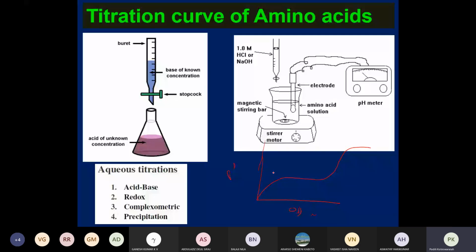determine the pI value of the amino acid and also the pK value of the amino group as well as the carboxyl group. And we can also determine the buffering region where the pH is stable. So that means the amino acid titration curve is used to determine the pI value and the pK value, and also the buffering region.